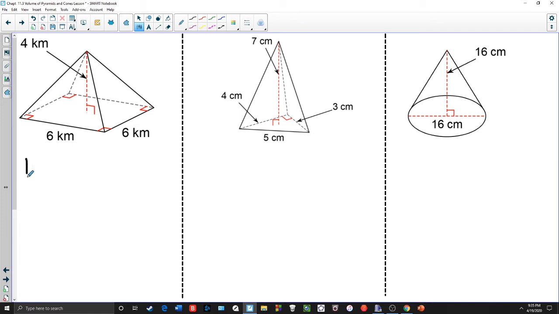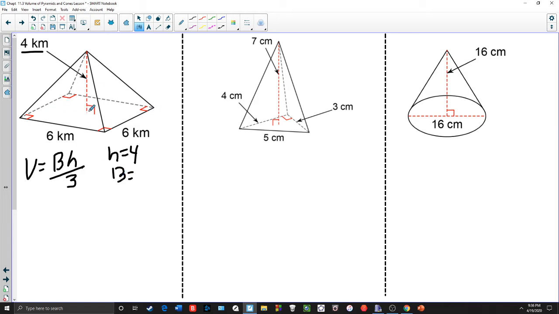So my volume would be area of the base times the height, and then divide by 3. So my height I know is 4 because it just says here 4. That's from top to the bottom. My base, again, area of the base. So my base is a square.